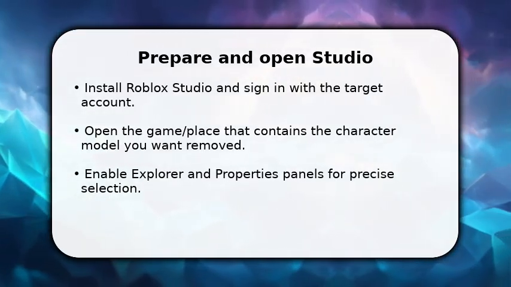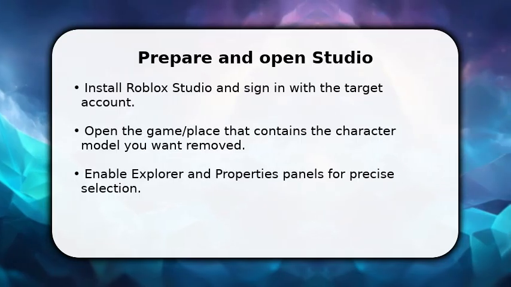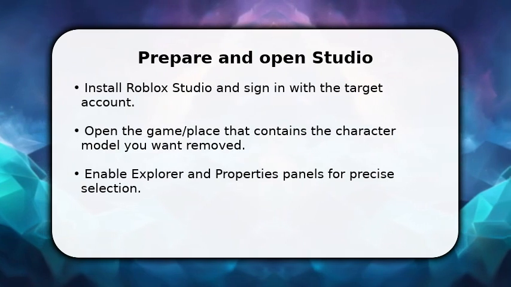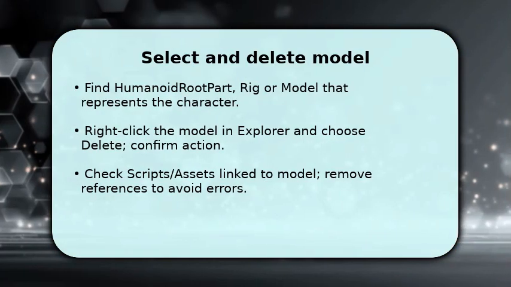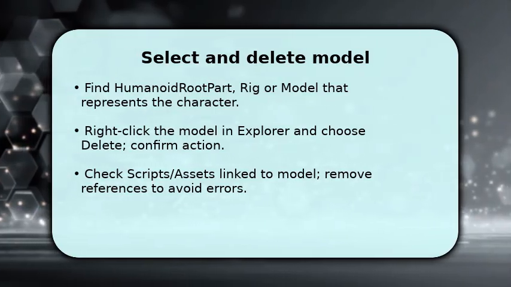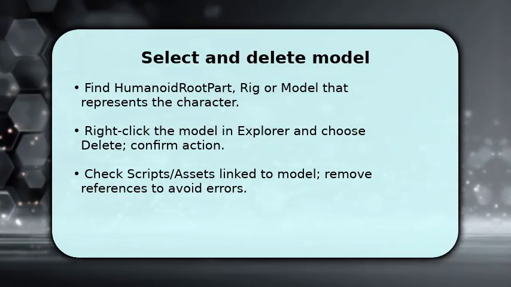Don't skip confirming you're in the correct place. Deleting from the wrong place is irreversible for that data. Once the model is selected, inspect its hierarchy. Look for the model, humanoid, and humanoid root part nodes. This confirms it's the player character asset.